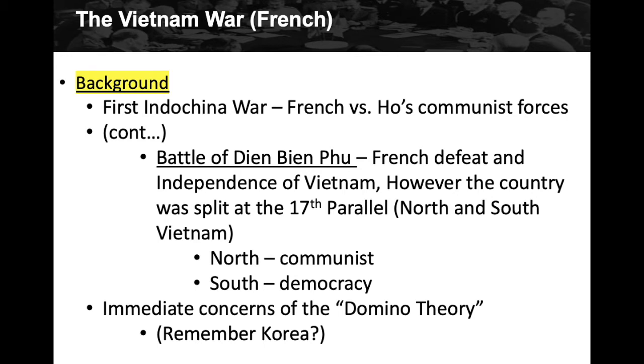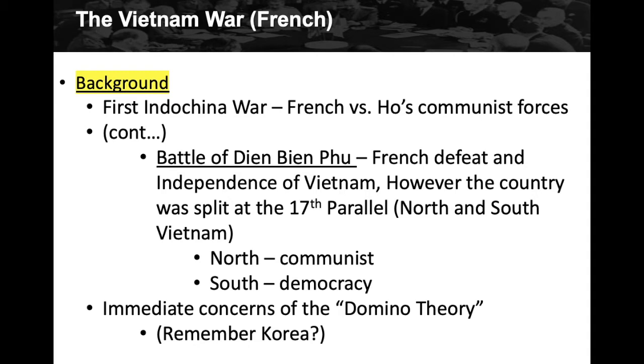However, the country was split at the 17th parallel, North and South Vietnam. Okay, so the 17th parallel would separate North Vietnam and South Vietnam. The North Vietnamese are communist, and the South Vietnamese are a democracy. And there is an immediate concern now over this because of the domino theory. If you remember the domino theory, where if one country falls to communism, then the neighboring countries would all start falling to communism.